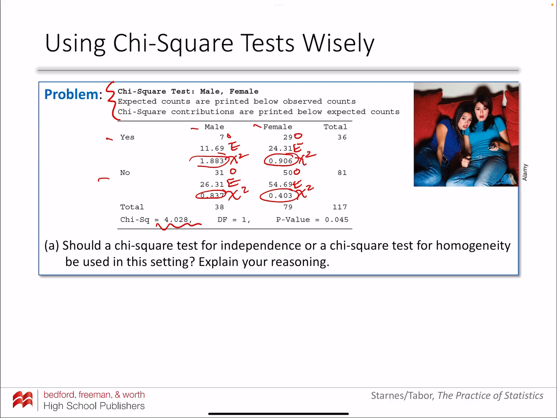It tells you degrees of freedom, but you could have figured that out. You have two rows and two columns, so 2 minus 1 times 2 minus 1, and 1 times 1 is 1. And then it also gives you the p-value. I neglected to mention we have our totals, which is what you can see here in the table.